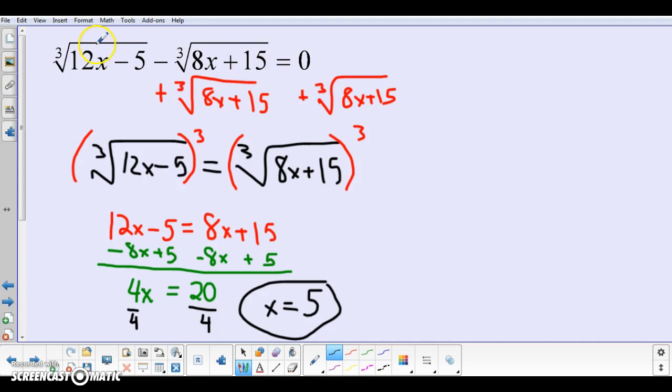So I have the cube root of 55 minus the cube root of 55, and yes, I'm going to say that does equal 0. So that'd be solving when I've got a cube root or multiple radicals in an equation.